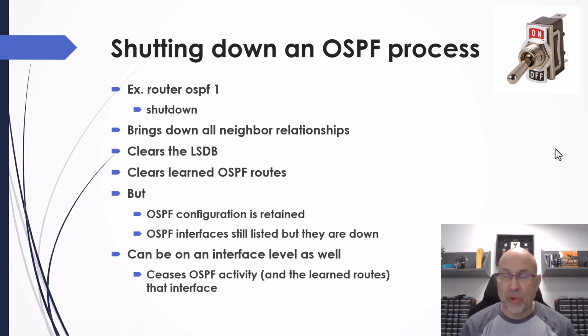Now, one of the other things that will cause problems, obviously, for your OSPF process or your OSPF topology, is if you shut down OSPF processes. You can cause this to happen in the traditional global router OSPF process. You can just issue a shutdown command there, which clears the link state database and clears out all OSPF routes, brings down the neighbors, it does everything, which makes sense. The nice thing is that even if you did that, your OSPF config is still there, right?